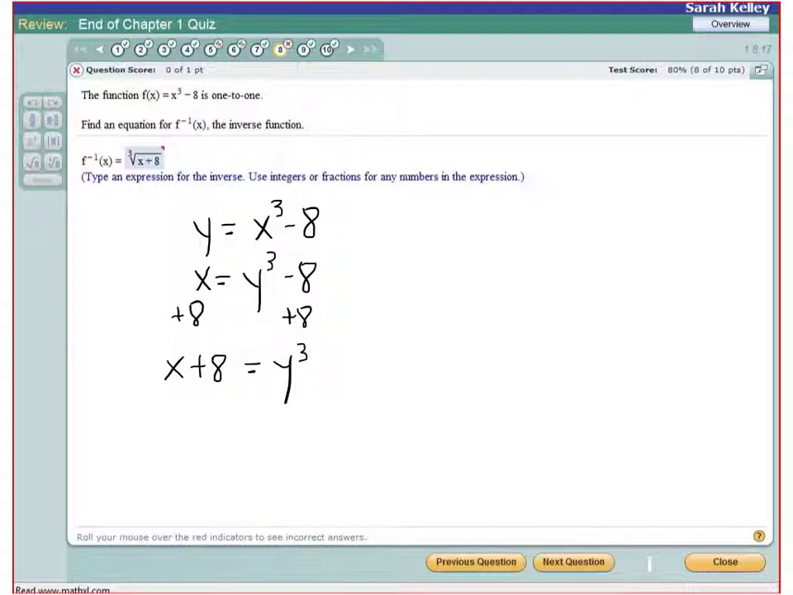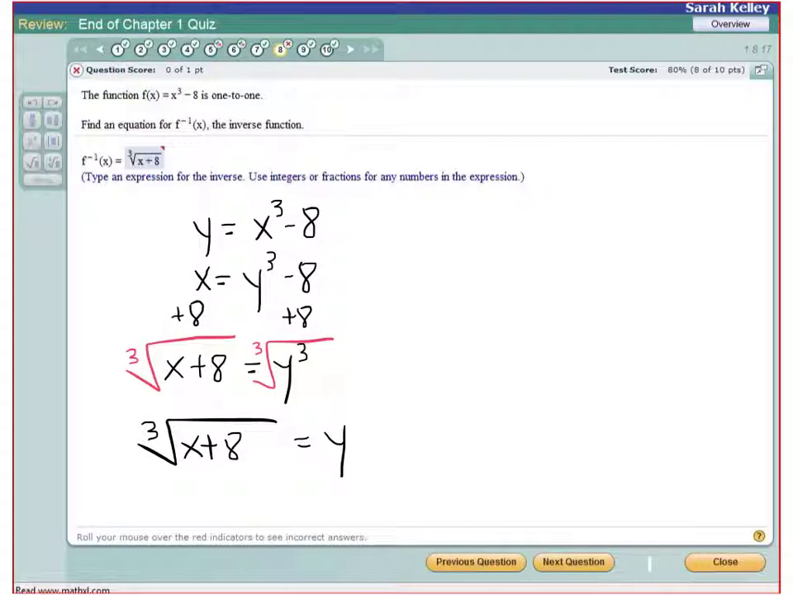Now when we take our cube root on each side, it covers the entire x plus 8. And that's what happens there. And that's why it's the cube root of x plus 8 instead of just the cube root of the x, and then the plus 8 outside of that. And that's how you find the inverse.